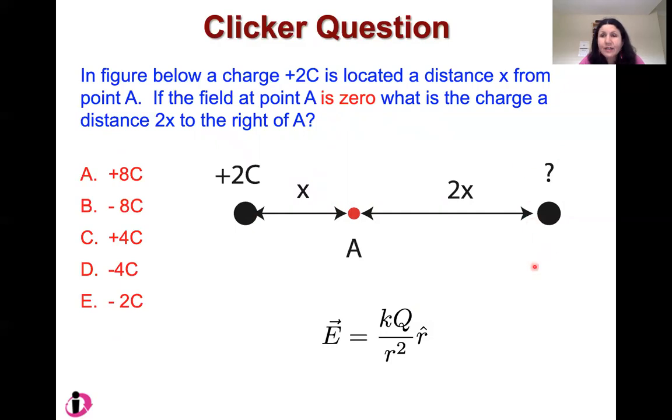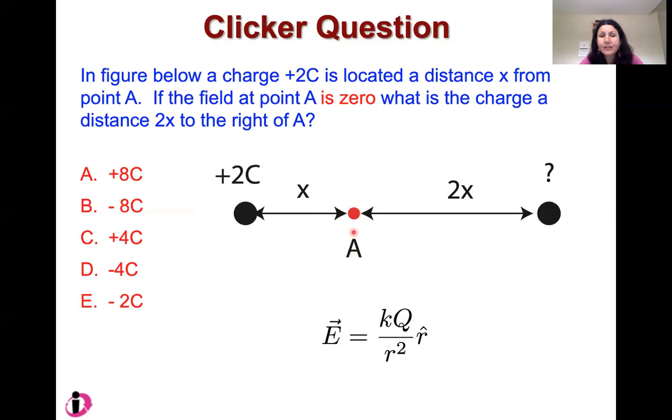So first, I think the easiest thing to do here is to decide about positive or negative, and that we'll know from direction. We know that the electric field has to cancel there. We know that this charge, which is positive, produces an electric field that points away from it.